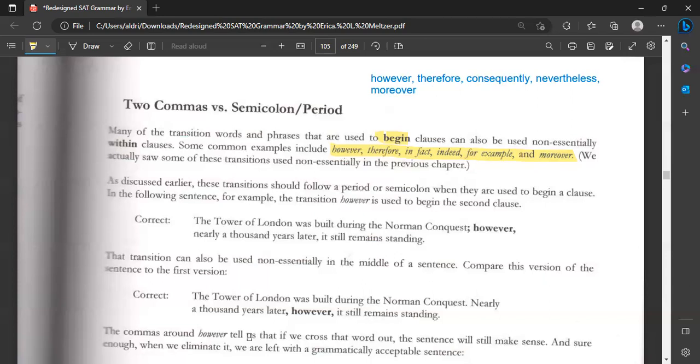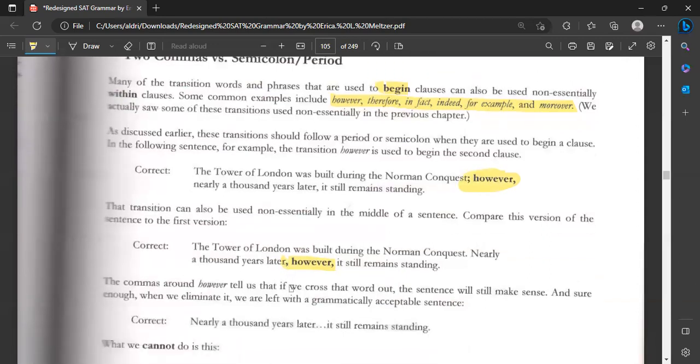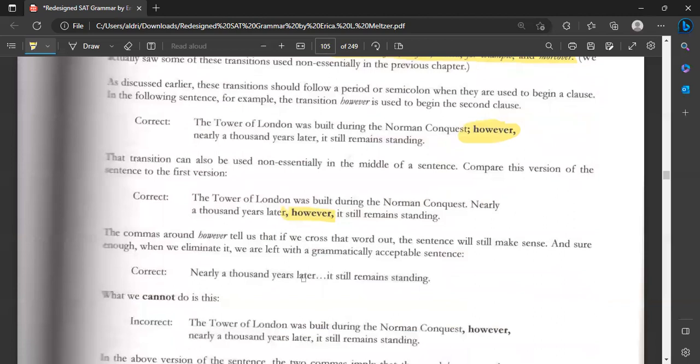So if you notice, "however," which is a strong transition, has been used within the clause. When you use it within the clause, it should be used non-essentially. Otherwise, you typically use it at the beginning of a sentence, so right after a period, a full stop, or a semicolon. And if you're using it within a sentence, within a clause, it's going to be a non-essential clause. What we can't do is this.